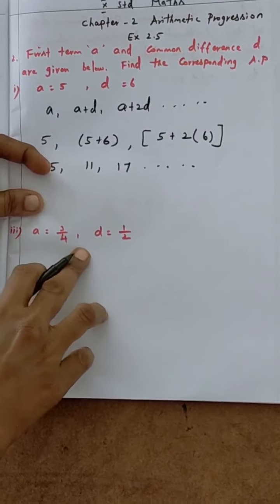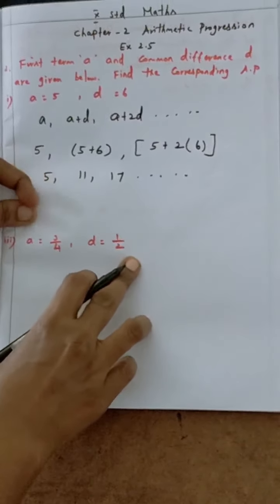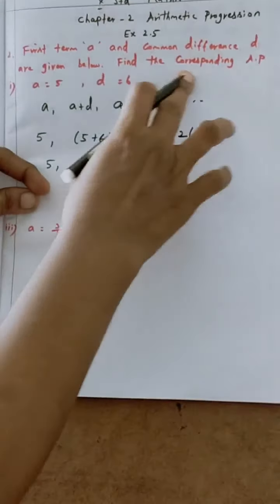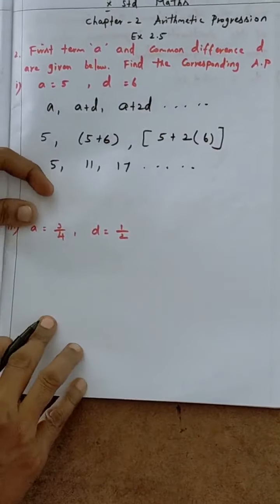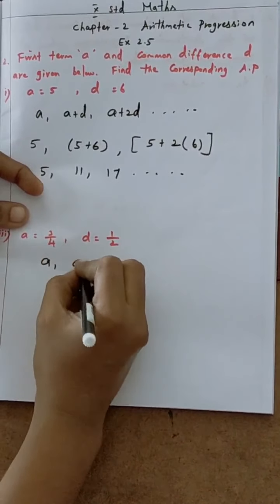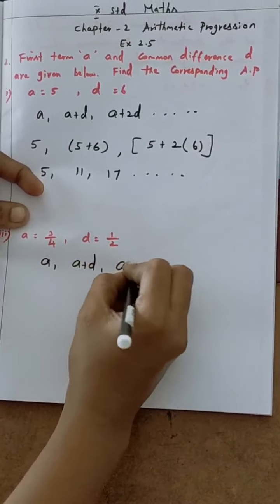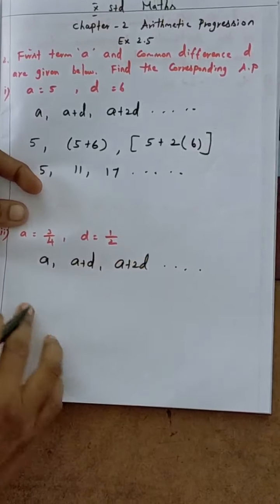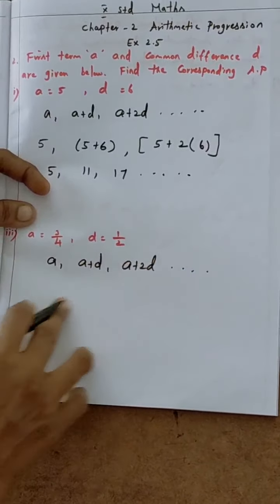Okay, the same content for the third question also. a equal to 3 by 4 and d equal to 1 by 2. Find the corresponding AP. Okay, the same one, only apply the general formula. So what is the general form? a plus d, a plus 2d, up to etc. Okay, substitute the a value and then the d value.